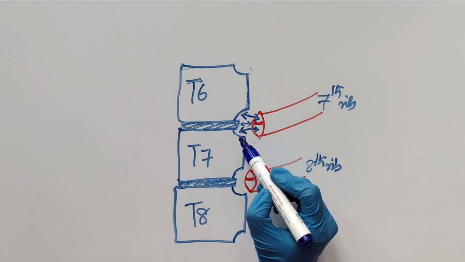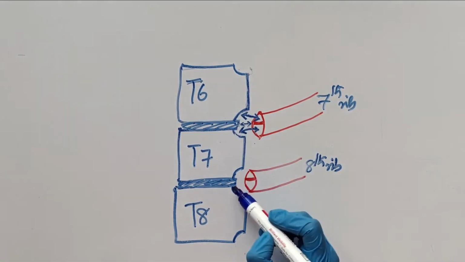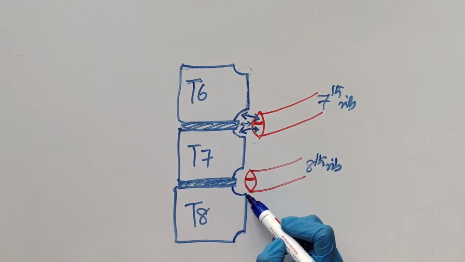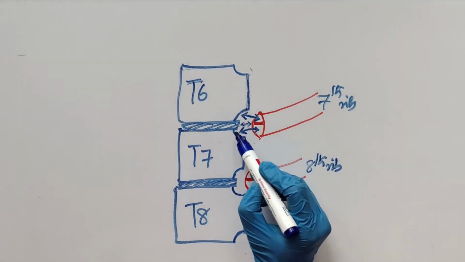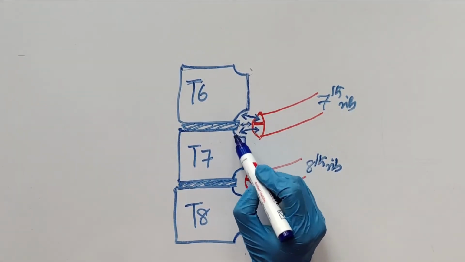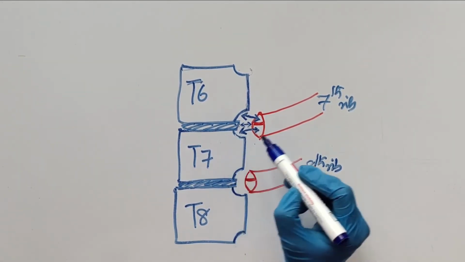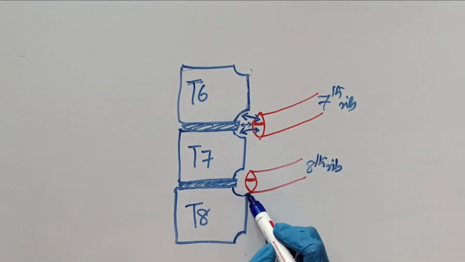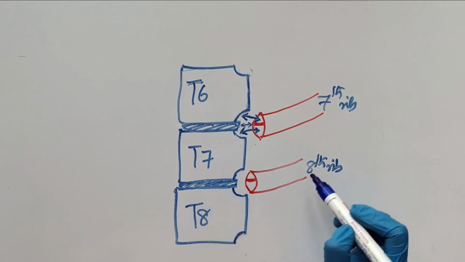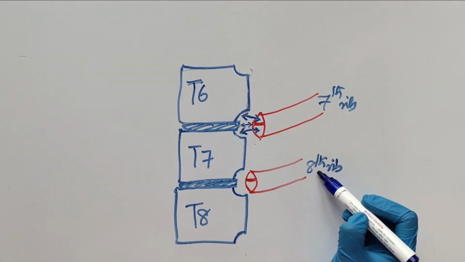Or in other words, we can say that the superior costal facets articulate with the head of numerically corresponding ribs. That is, here you can see the superior costal facet of T7 vertebra is articulating with the head of the seventh rib, while here the superior costal facet of T8 vertebra is articulating with the head of the eighth rib.